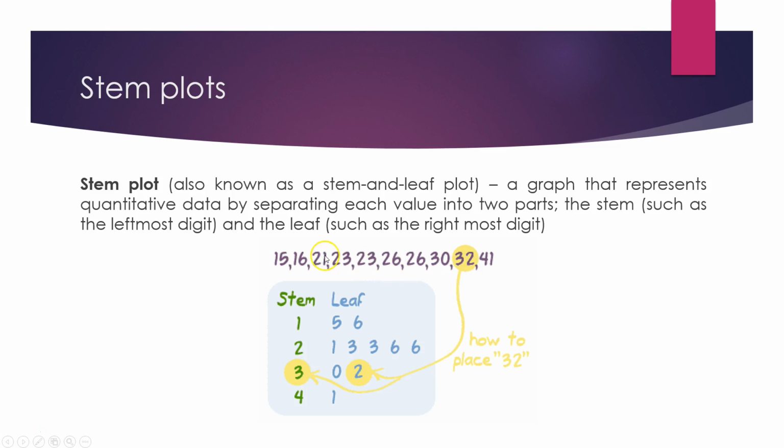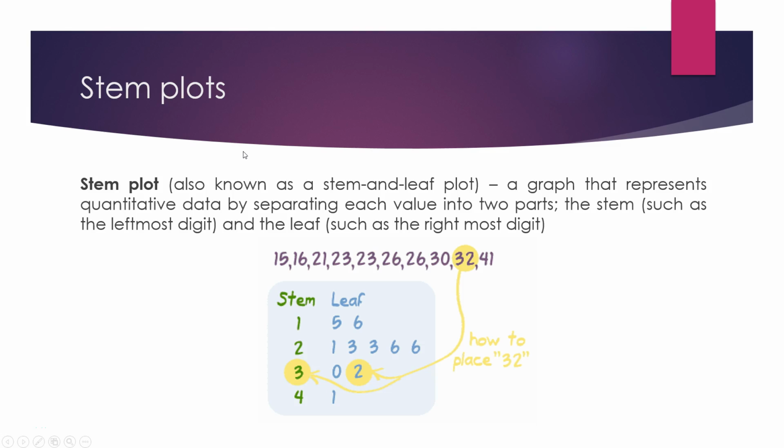The next type of graph that we should look at is a stem plot. Stem plots are also known as stem and leaf plots, most likely is probably how you would know them. And a stem plot is a graph that represents quantitative data by separating each value into 2 parts, a stem and a leaf. Very often, a stem is the leftmost digit and the leaf is the rightmost digit.